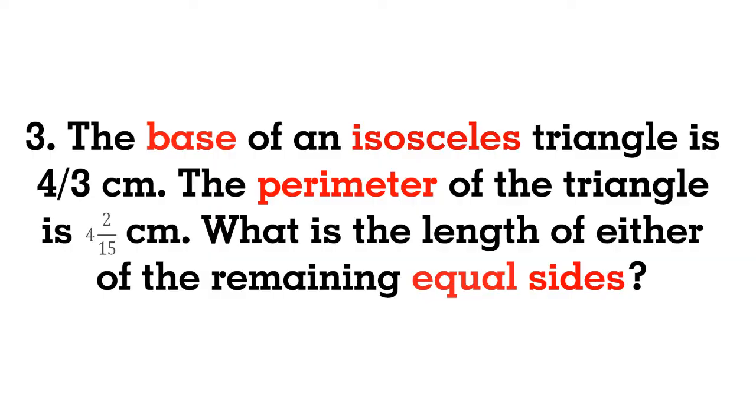Third question on your screen right away. It says that the base of an isosceles triangle is 4 upon 3. The perimeter of the triangle is 4 whole 2 upon 15.